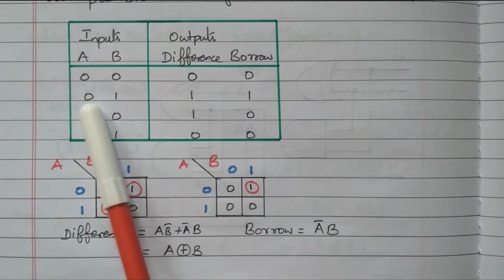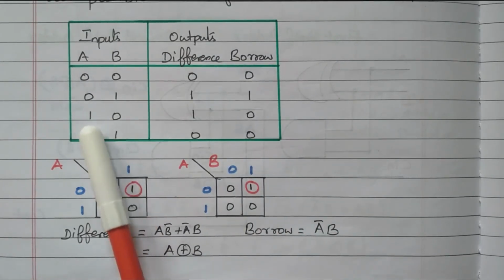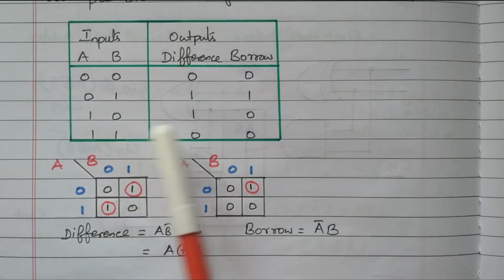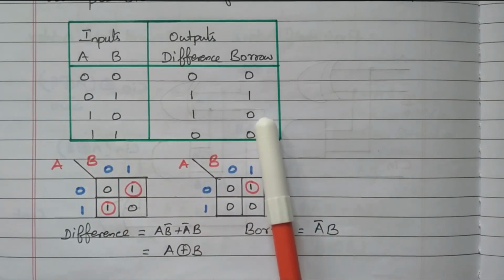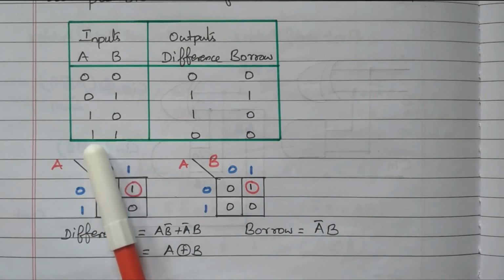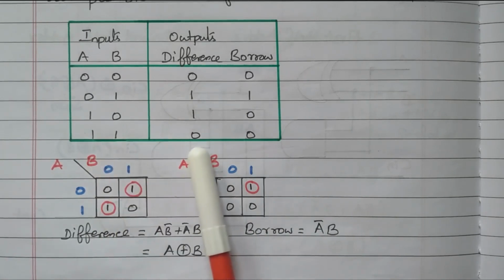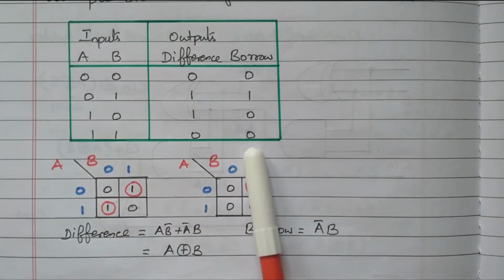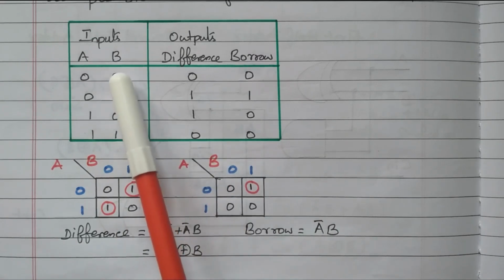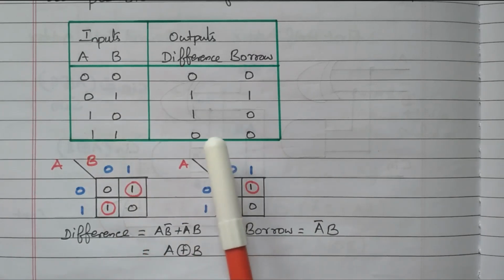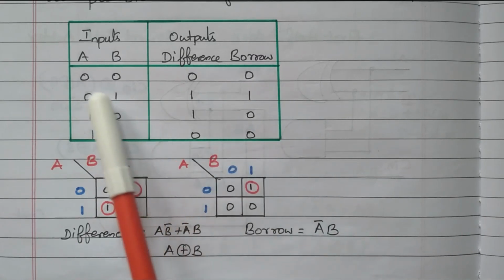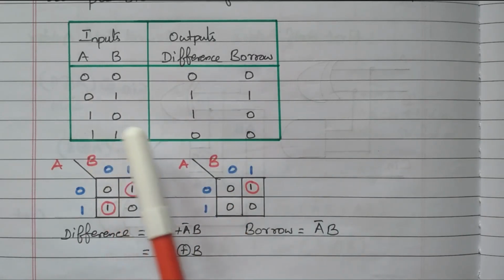Then the third one, we will see the second one last. 1 minus 0. From 1, if we subtract 0, the difference is 1. There is no borrow. 1 minus 1. From 1, if 1 is subtracted, the difference is 0, and borrow is also 0, right? So for the first combination, the third and fourth are very simple. There is no borrow. 0 minus 0 is 0. 1 minus 0 is 1. 1 minus 1 is 0.